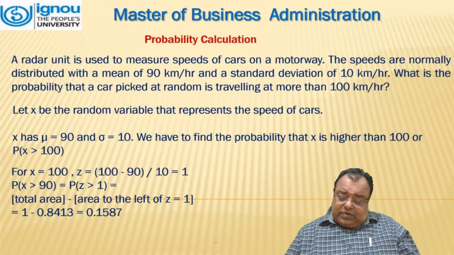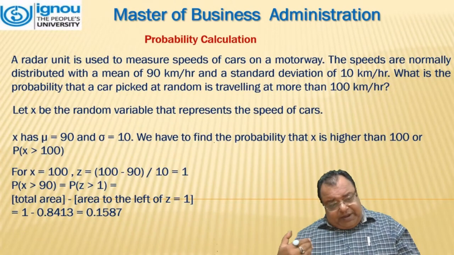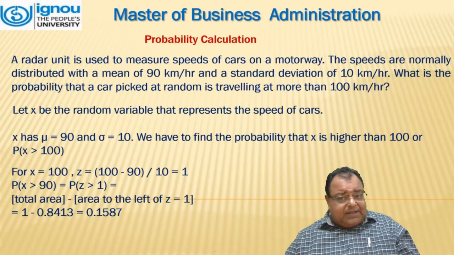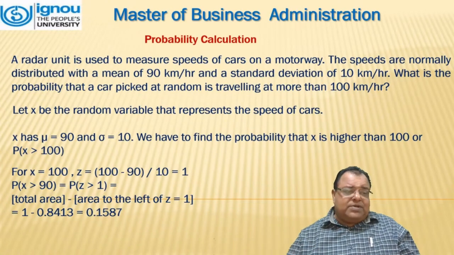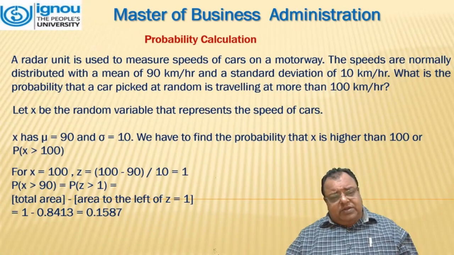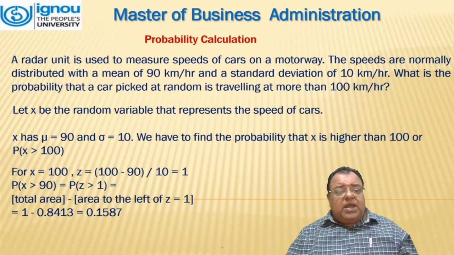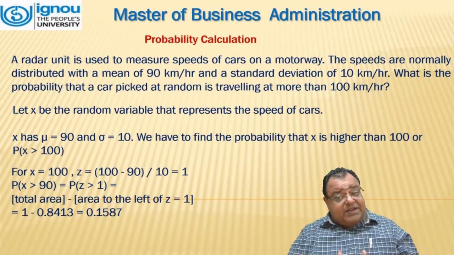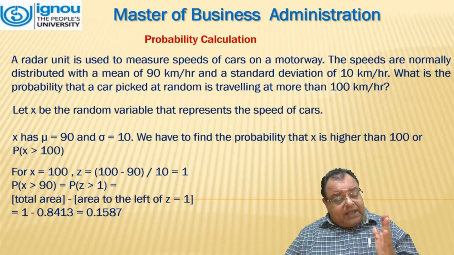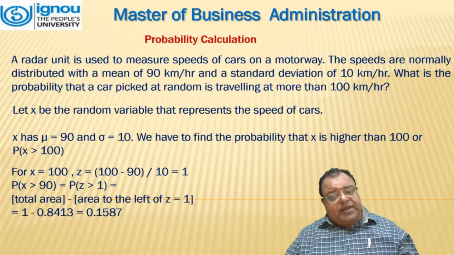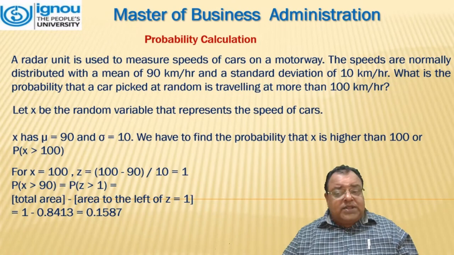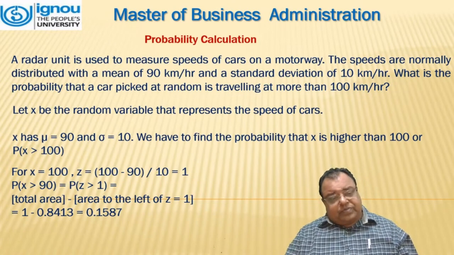Now, we will be going back to how to apply this normal distribution in practical problems. A radar unit is used to measure speeds of cars on a motorway. The speeds are normally distributed with a mean of 90 kilometers per hour and standard deviation of 10 kilometers per hour. What is the probability that a car picked at random is traveling at more than 100 kilometers per hour?